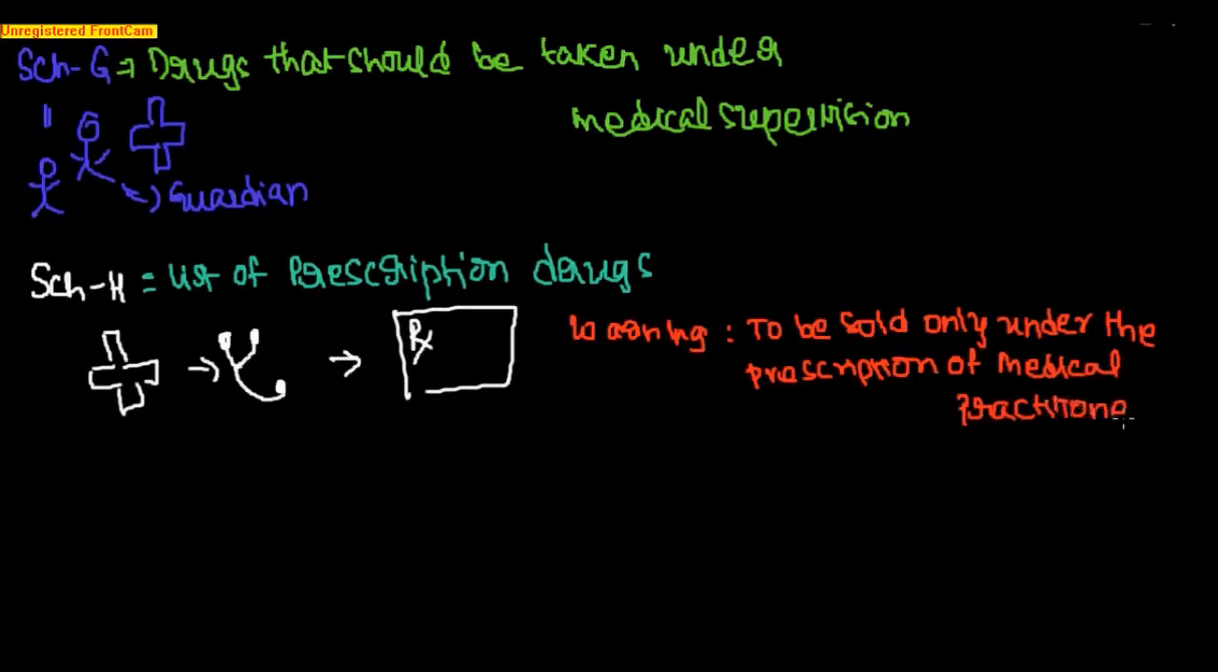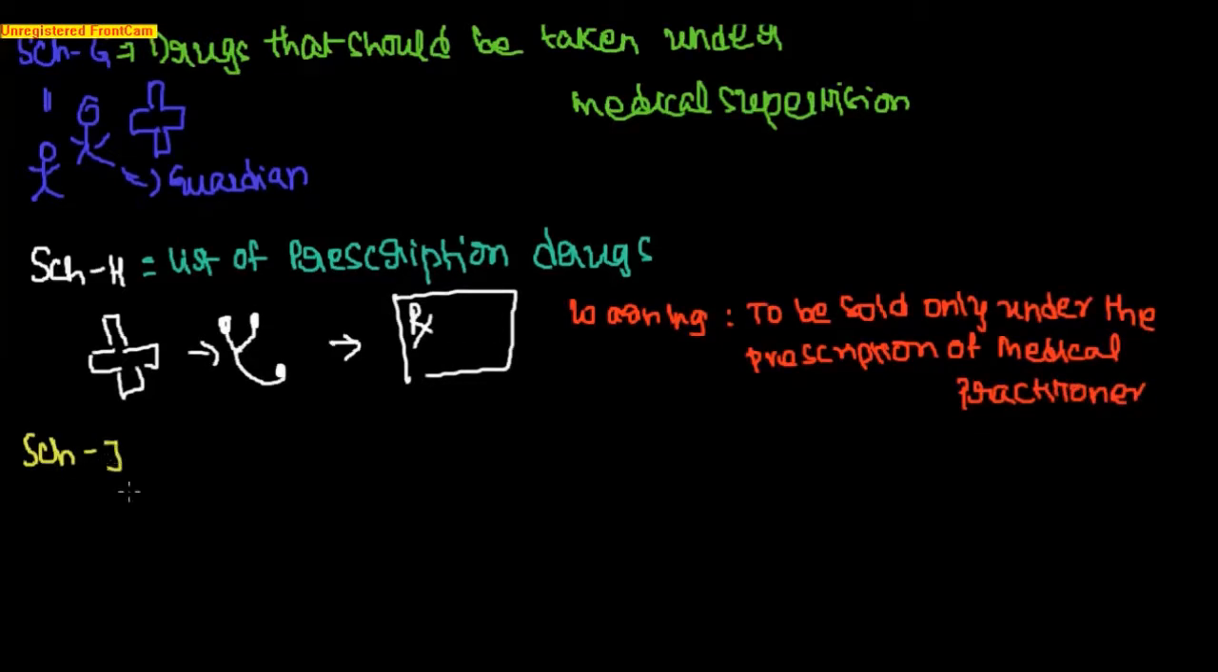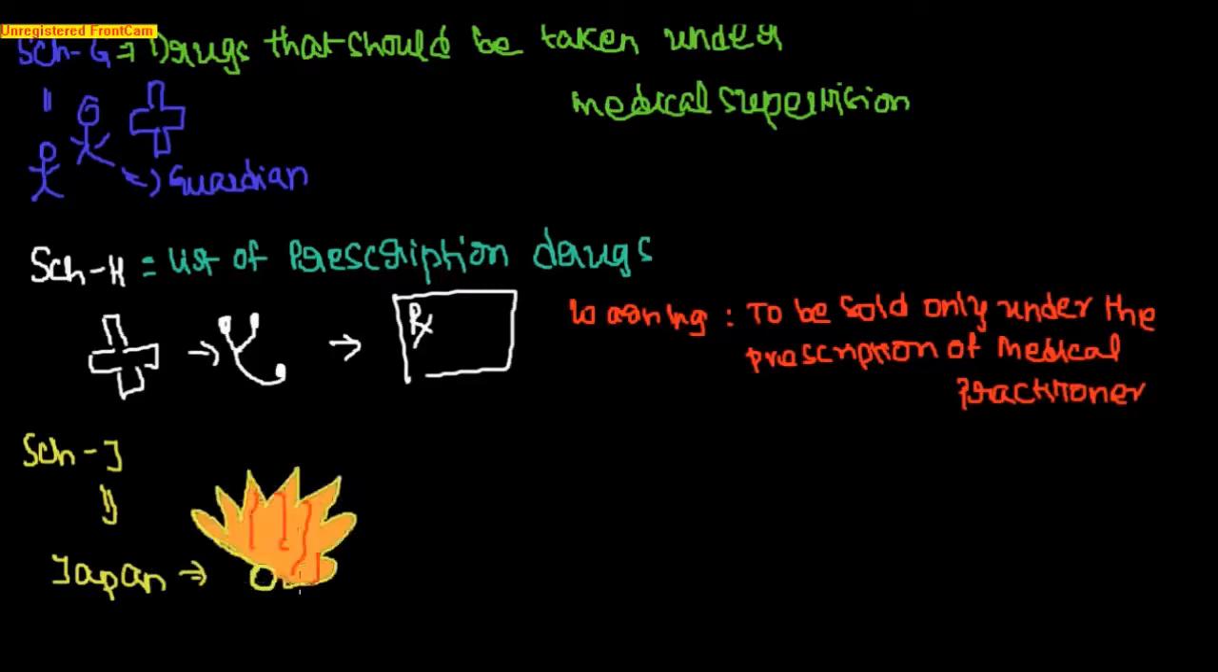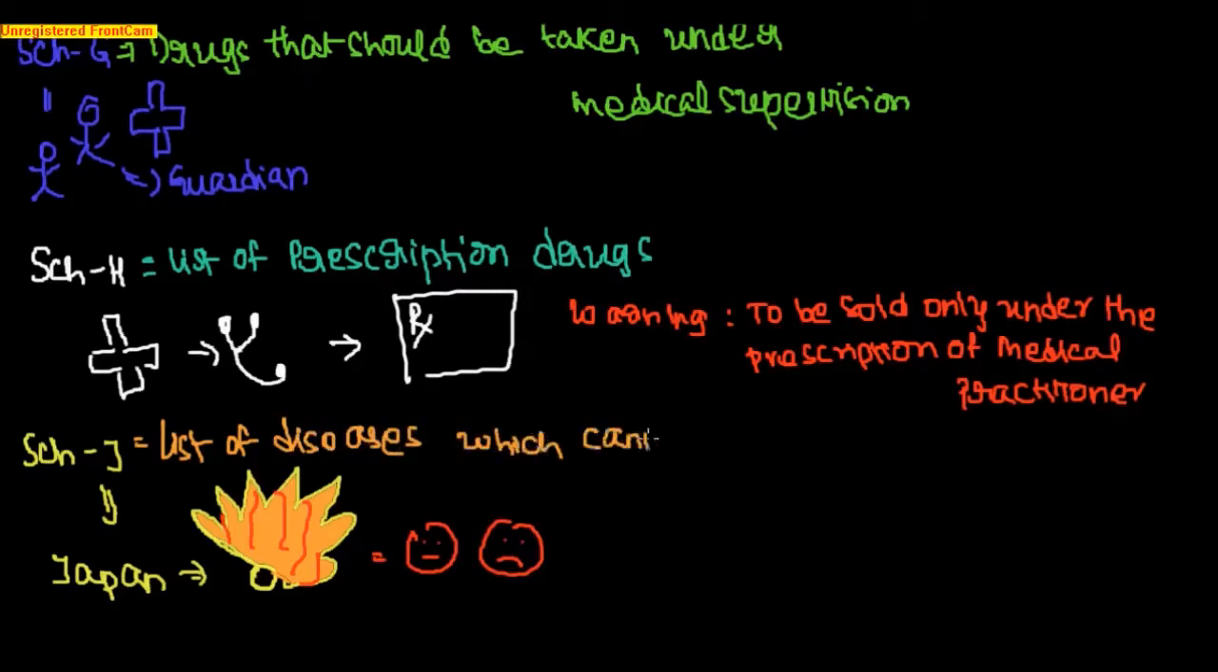And Schedule I is not mentioned in the Drugs and Cosmetics Act. I mean, it's not there in the Act. And then the Schedule J. J means Japan. When we think of Japan, we can always think about the atom bomb. This atom bomb has brought many incurable diseases to the citizens. And so Schedule J consists of a list of diseases which cannot be cured.